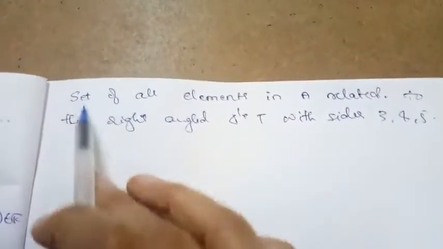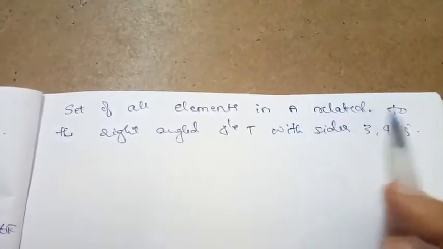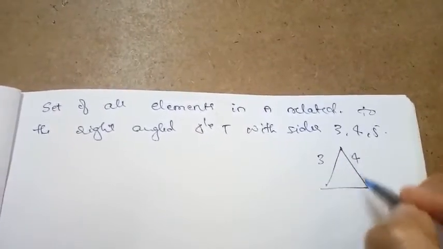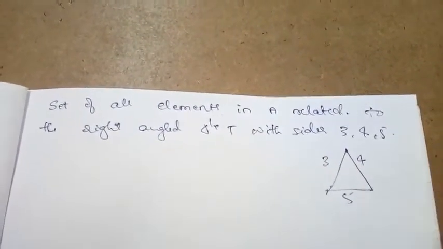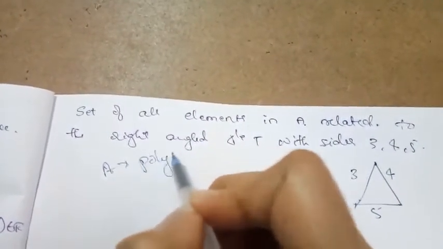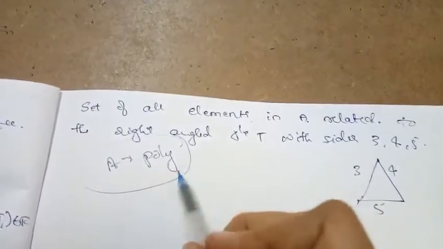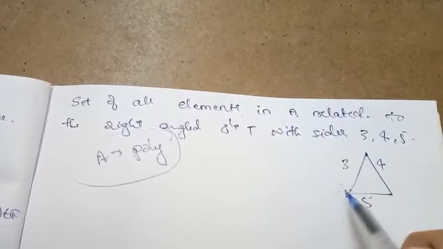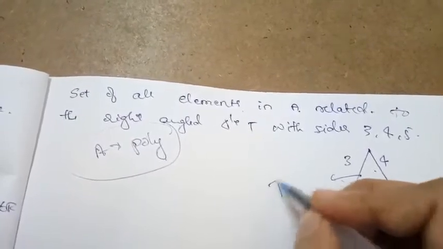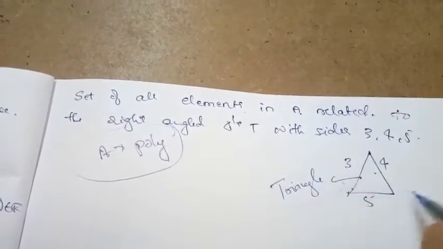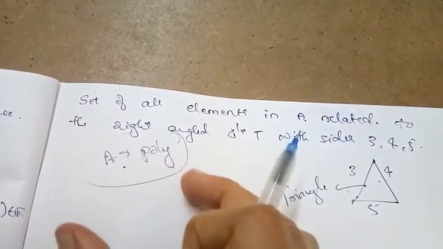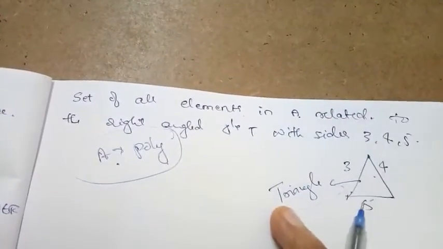Further in this question they are asking: what is the set of all elements in A related to the right angle triangle T with sides 3, 4, 5? So they have given a right angle triangle with sides 3, 4, 5. They are asking, from the set A, which consists of all polygons, which elements are related to this triangle. A right angle triangle belongs to which category? It belongs to the category of triangles because it has 3 sides.